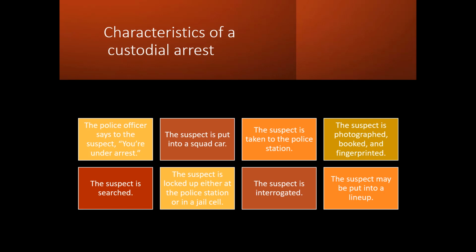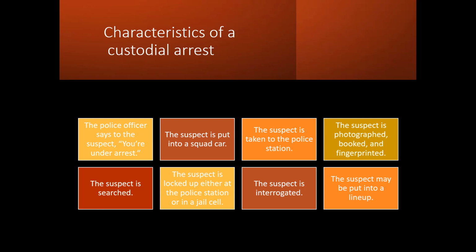The next step, we put you in a squad car, and then we take you to a processing facility. Now, the shorthand I used is you're taken to a police station. Now, sometimes what happens, of course, is you're going to be taken to a jail, which, you don't have to go to the police station first. It depends upon a lot of factors. The suspect is photographed, booked, and fingerprinted.